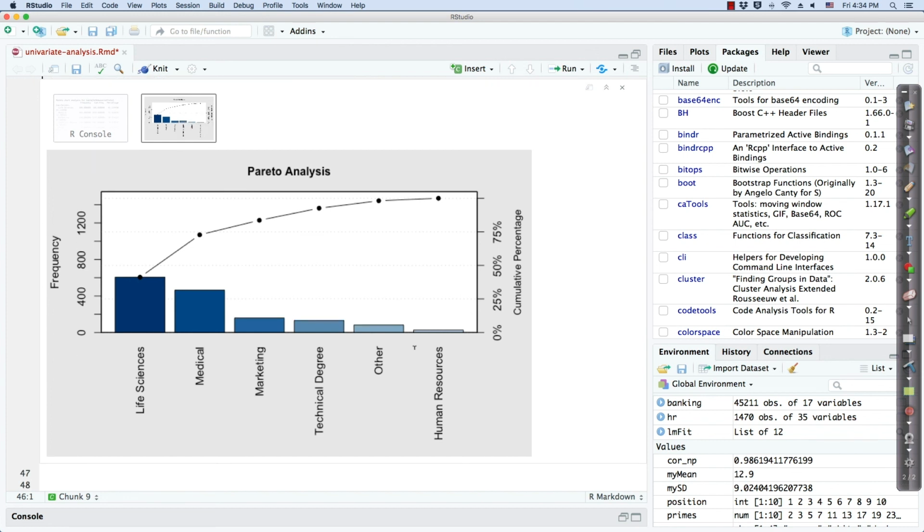So given any categorical column, try to do frequency analysis using Pareto chart.